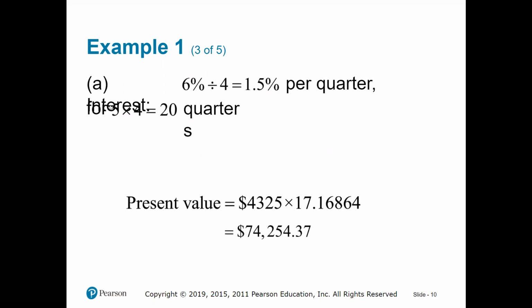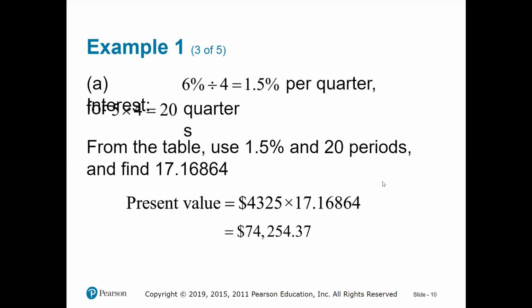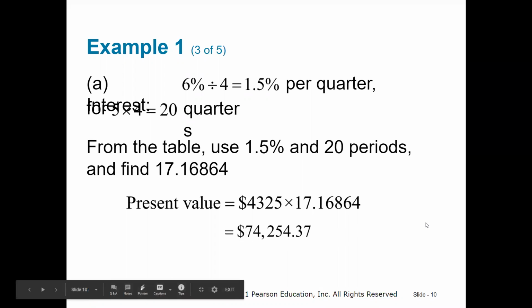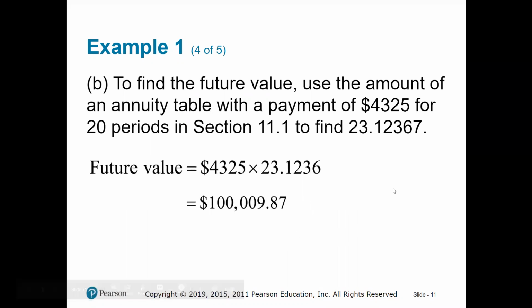All right. So this is saying interest is 6% divided by 4, which is going to be 1.5% per quarter for 20 quarters. From the table, use 1.5% in 20 periods and find 17.16864. So the present value is going to be $74,254.37.